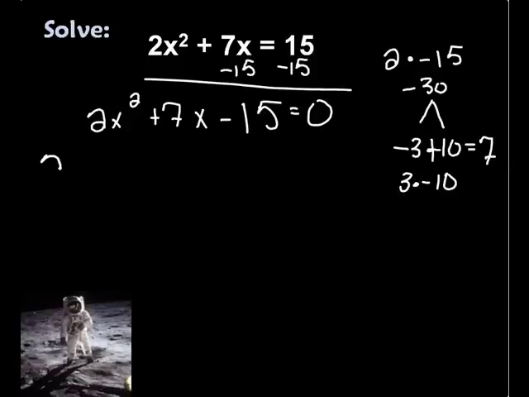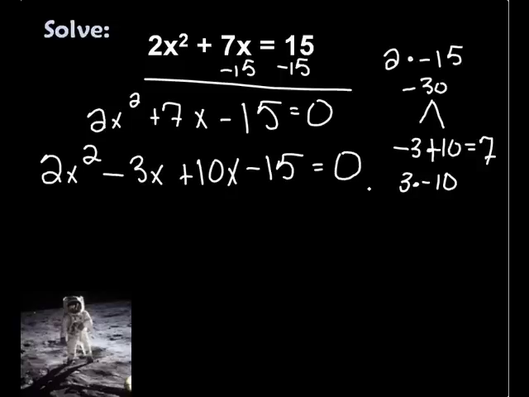Now I'm going to rewrite it. 2x squared, but this time, instead of writing plus 7x, I'm going to write minus 3x plus 10x, because negative 3x plus 10x is my 7x, minus 15, and that equals 0. I'm going to continue with the grouping method, and I look at my first two, and I say, what's in common with my first two? Well, that would be an x. When I divide out an x, I end up with 2x minus 3.